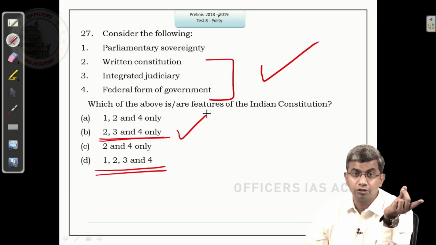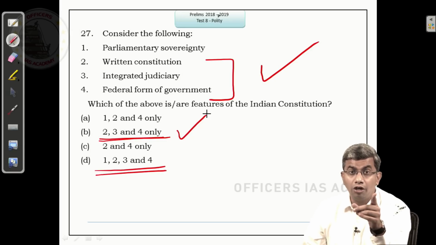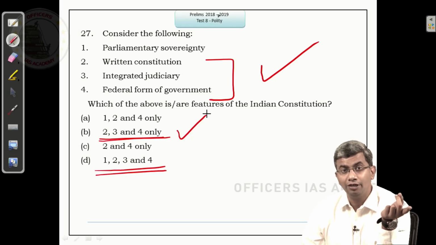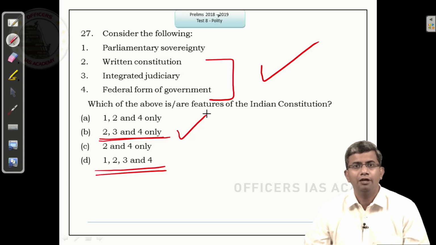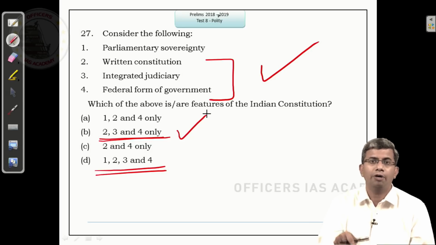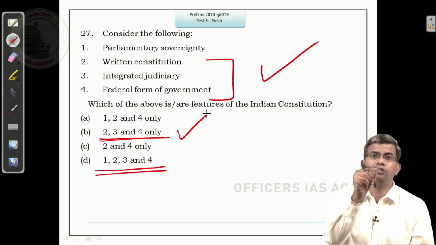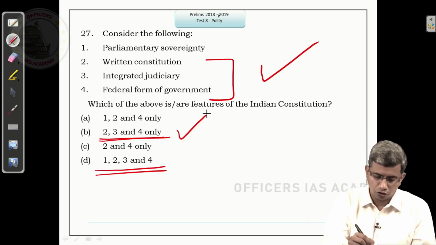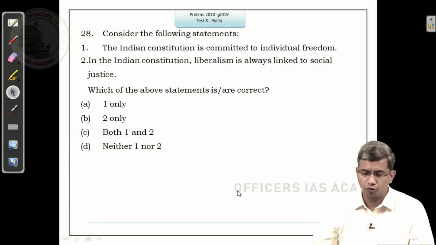In the previous question, we selected parliamentary sovereignty as a correct statement, but in the context of the amendment procedure. Just because you picked it as a correct statement in the previous question, you should not pick it as a correct statement in this question. Then you are not getting the trick of the game, right? In this question, it is wrong, because this is asking about the features of the constitution, and constitutional sovereignty, constitutional supremacy is the feature of the constitution, not parliamentary sovereignty or parliamentary supremacy. So the most appropriate answer is 2, 3 and 4.